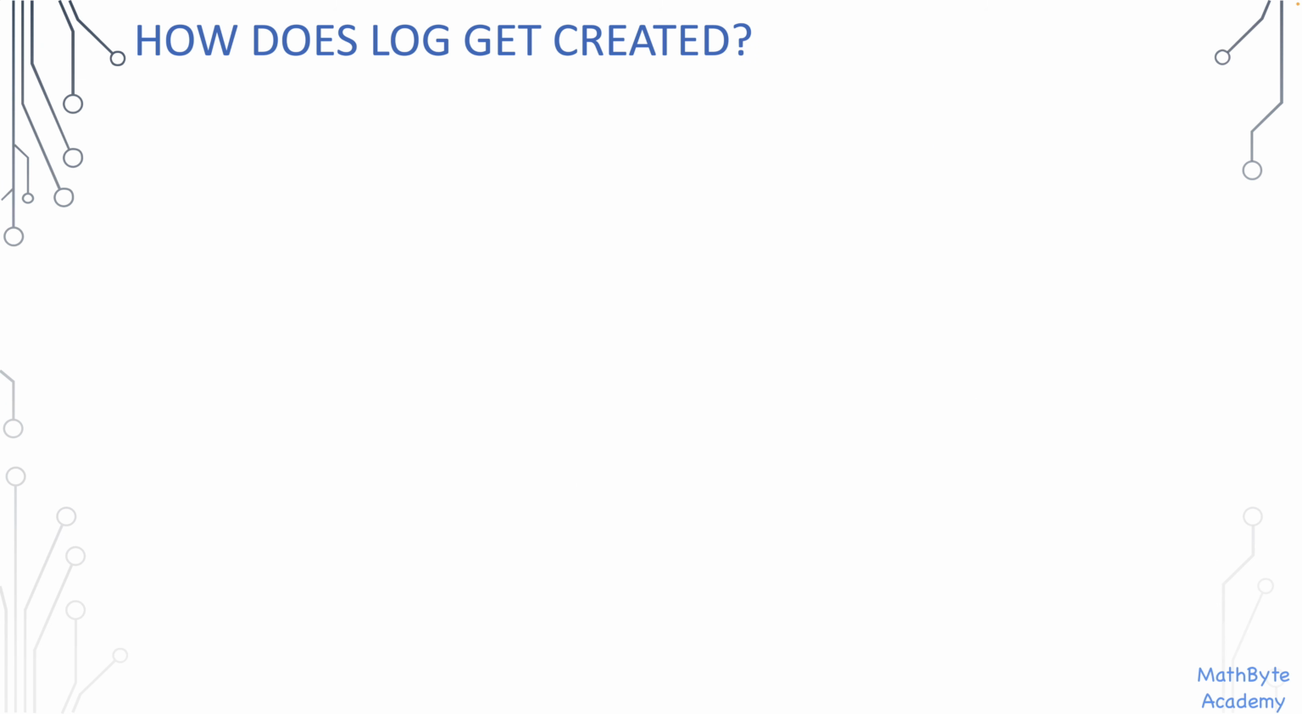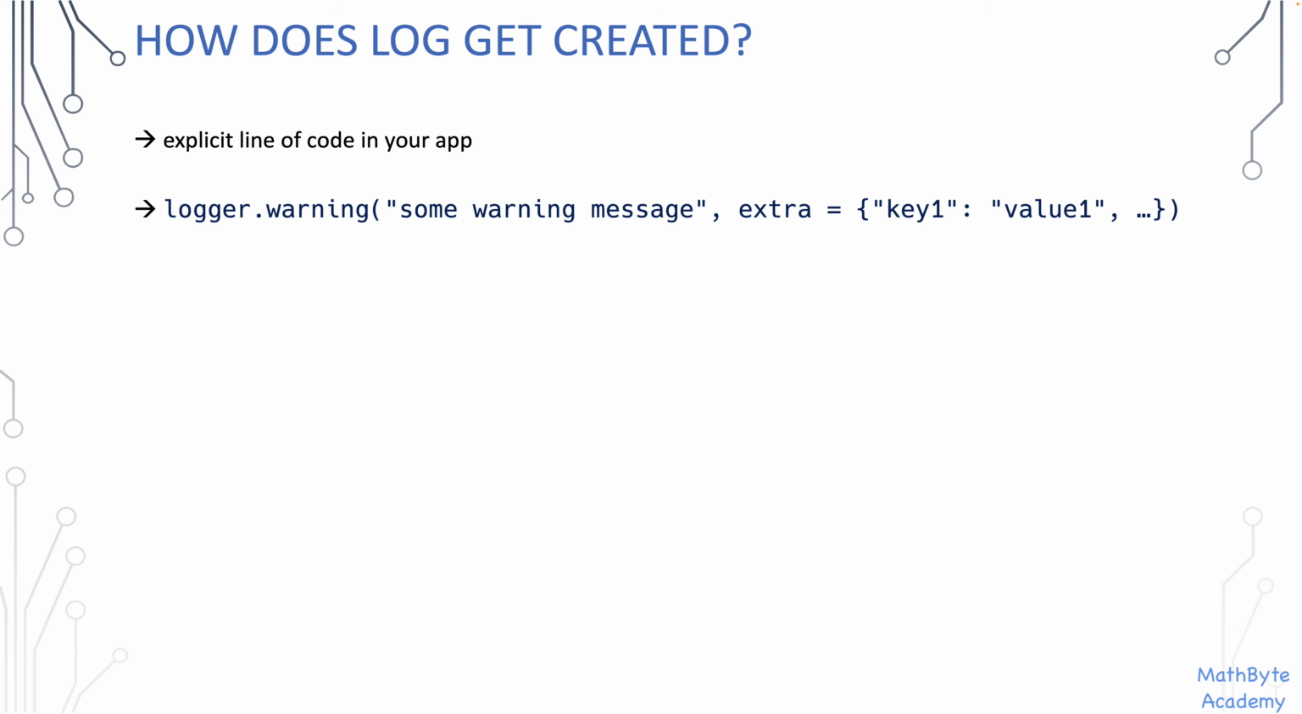So how does a log get created? Well, there's an explicit line of code in your app. It could be something like this, logger.warning. You'll notice this is the level right here. Remember I said in the previous slide that we have to provide certain pieces of information. The log level is one of them. Well, here it is. It's warning in this case. Could be info, could be error, could be critical, and so on.